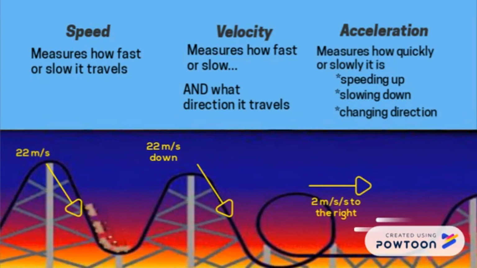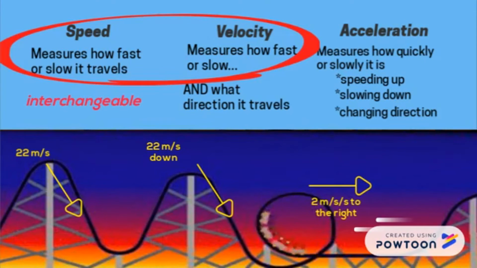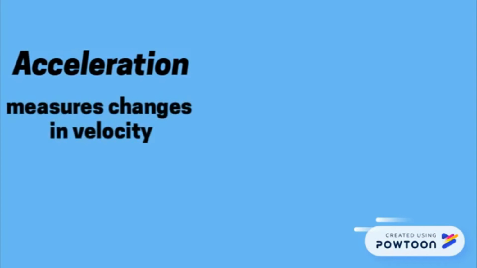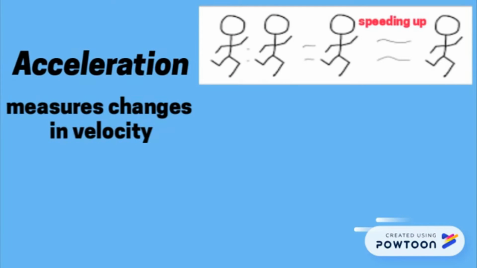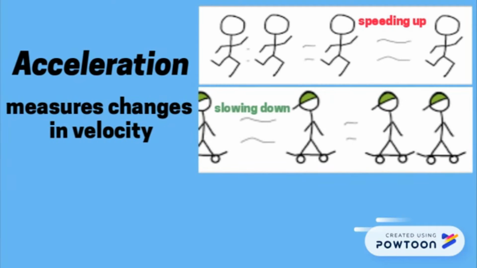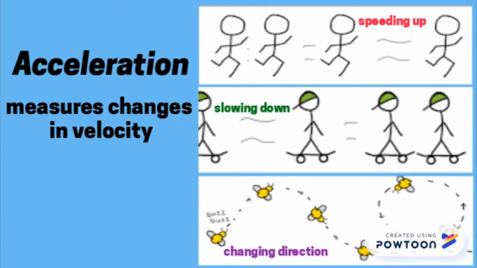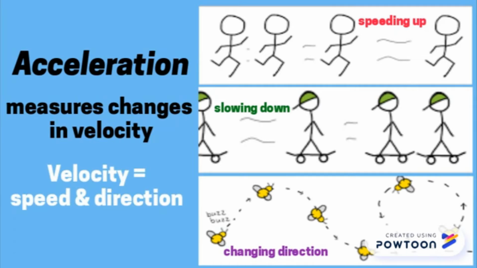In everyday language, speed and velocity are used interchangeably. But for science class, we need to know that technically, velocity includes direction. Watch out for this on quizzes. Acceleration is a change in velocity. Usually people only think of this as speeding up, but don't forget that acceleration could also mean slowing down or changing direction. Because remember, velocity isn't just your speed, it's your speed and your direction.